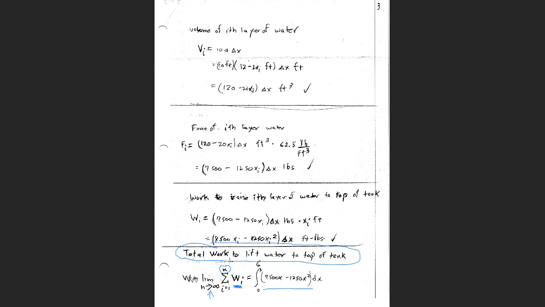Okay, so if I put this in below: the summation of 7,500 xi minus 1,250 xi squared delta x, where i goes from 1 to n, and you take the limit of this Riemann sum, that's going to then get you this integral here.